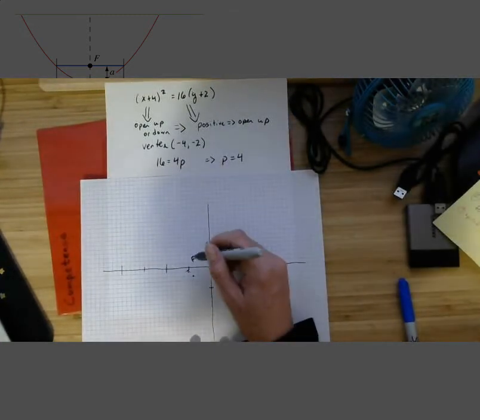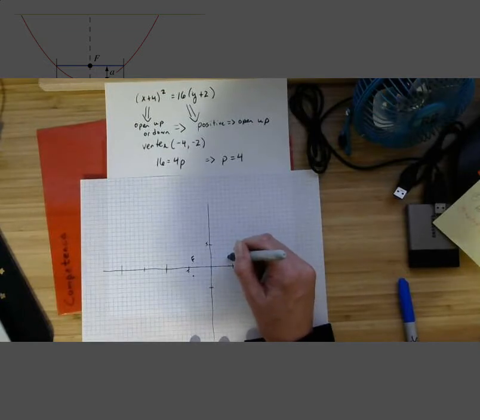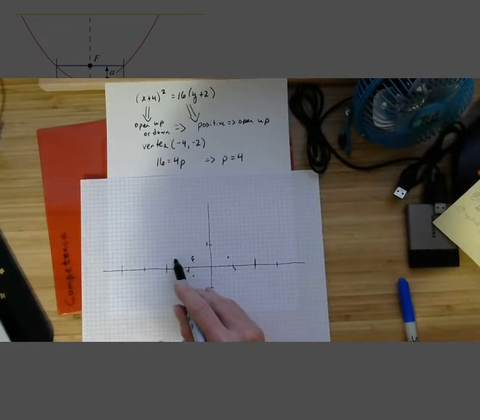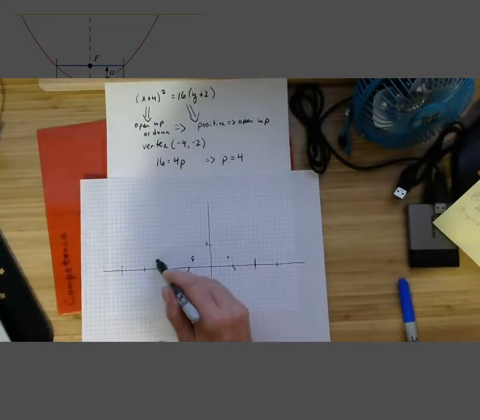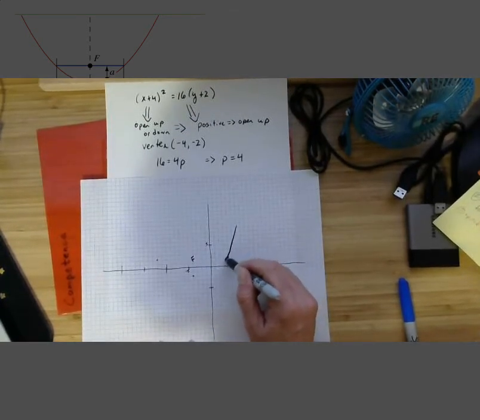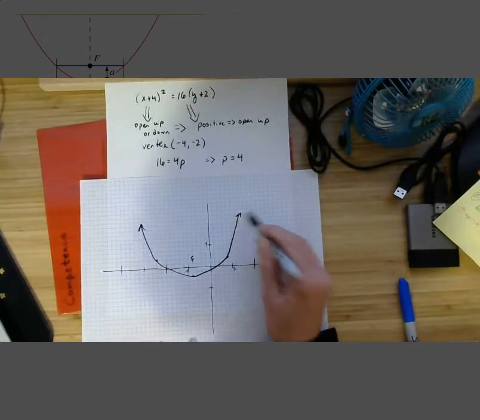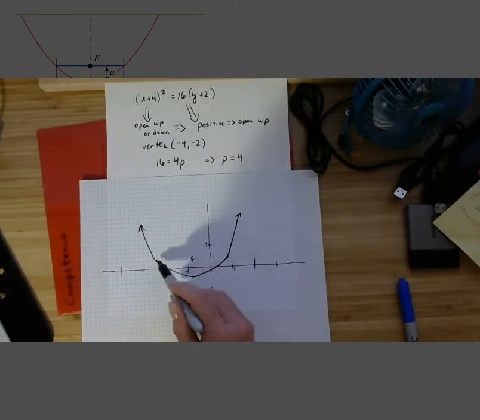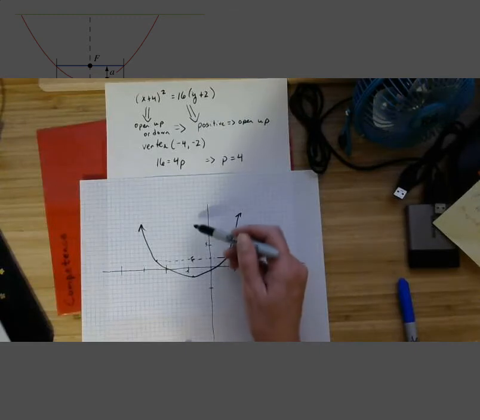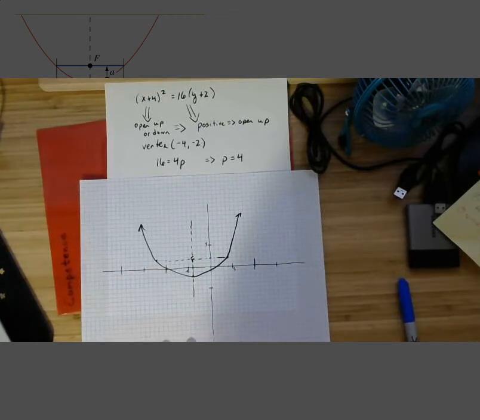So counting from the focus, 1, 2, 3, 4, 5, 6, 7, 8, that is on the parabola. And 8 to the left: 1, 2, 3, 4, 5, 6, 7, 8. That's on the parabola. And then I connect these as best I can, and I try to make it look like a parabola. And the latus rectum is this distance that is going through the focus and is perpendicular to the line of symmetry, which goes through the focus and the vertex.